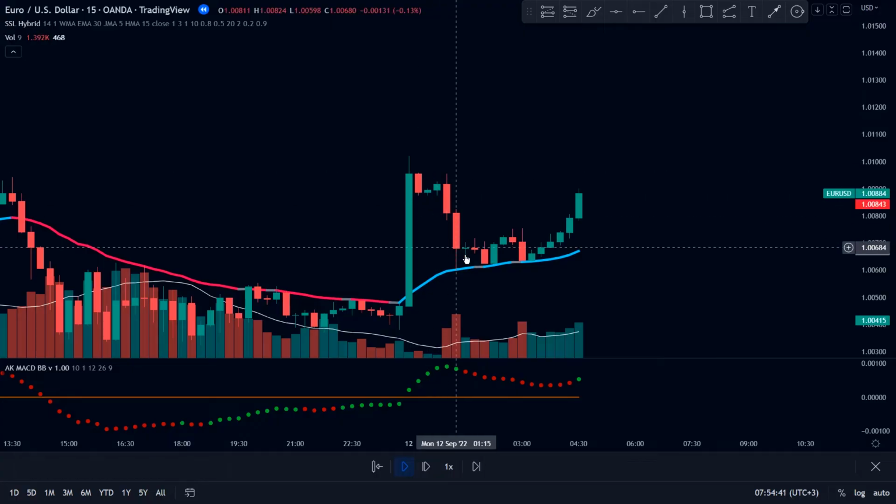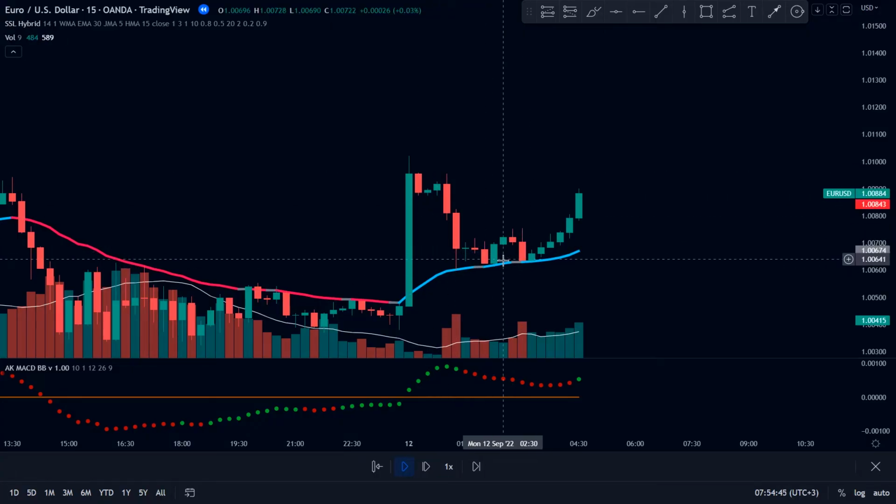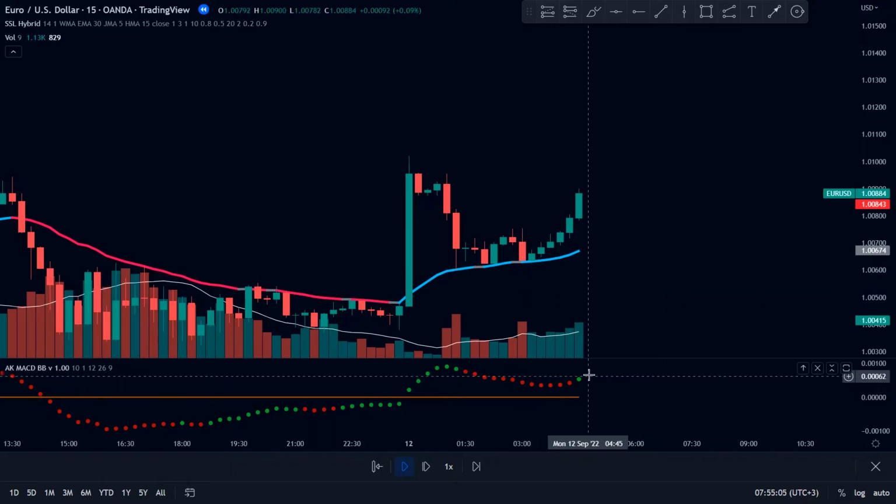Price then created a pullback to this MA baseline, and as you can see here, the MA baseline changed color to gray during this pullback. Finally, we wait for these dots to change color to green, and we also make sure that the volume bar is above the moving average.